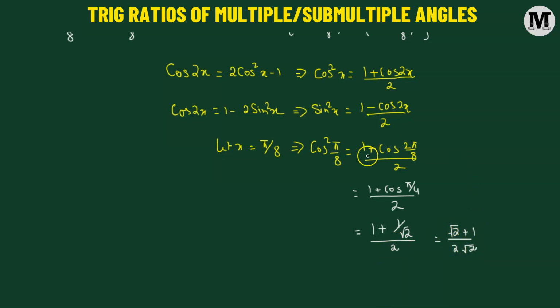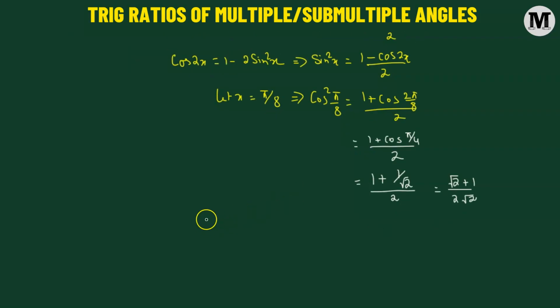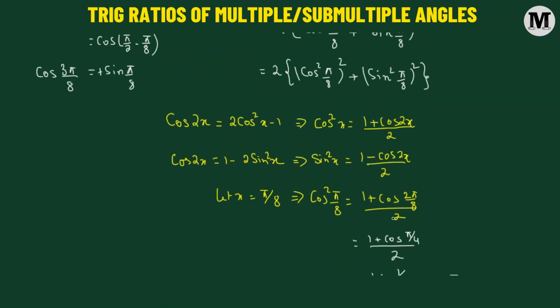Similarly, we can replace the value of x in sine squared x with pi over 8. So this particular expression will then become, let's work it out. We have sine squared pi over 8. This will become 1 minus cosine of 2 times pi over 8, which is pi over 4, divided by 2. When we simplify it, we're going to get square root of 2 minus 1 divided by 2 times square root of 2.